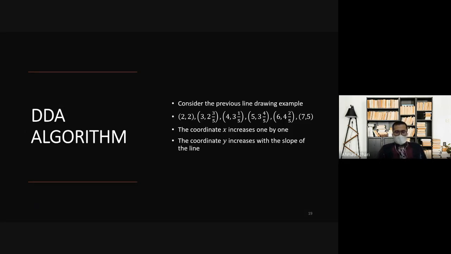Consider the previous line drawing example. As you can see, from the previous drawing of the straight line, we can get 2.2, 3.2, 3 divided by 5, and 0.3 multiplied by 1 divided by 4, and so on. The coordinate x increases by 1.